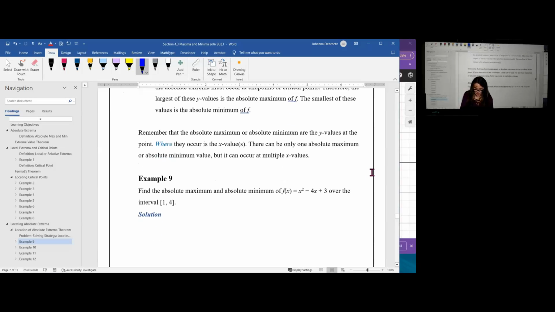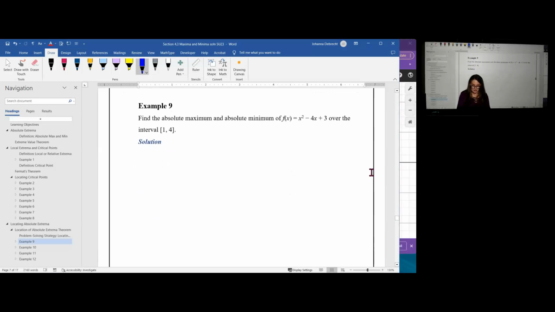Let's now apply what we've learned to example 9, where we're tasked with finding the absolute maximum and absolute minimum of a polynomial function over the interval from 1 to 4. We know it's an upward opening parabola, so we know already that it has no absolute maximum on the entire real number line, but we're not looking on the entire real number line. We're looking on the closed interval from 1 to 4. There must be an absolute maximum on that closed bounded interval because the function is continuous.